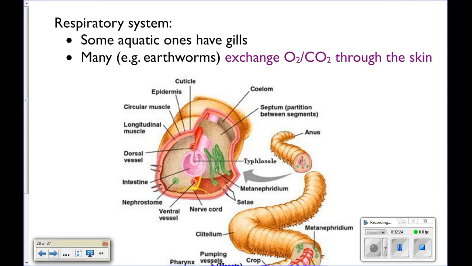But earthworms actually do respiration through their skin. So they don't have gills or lungs or anything like that. Their skin remains wet and moist, and they are able to exchange oxygen through their skin, and that's all they need. So they don't have a full respiratory system.